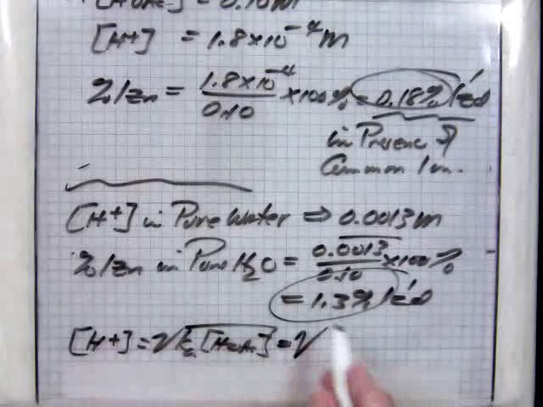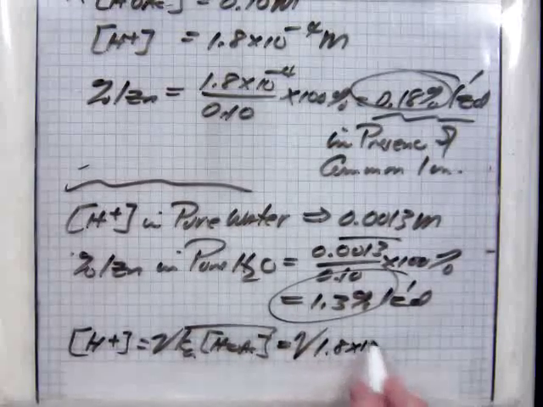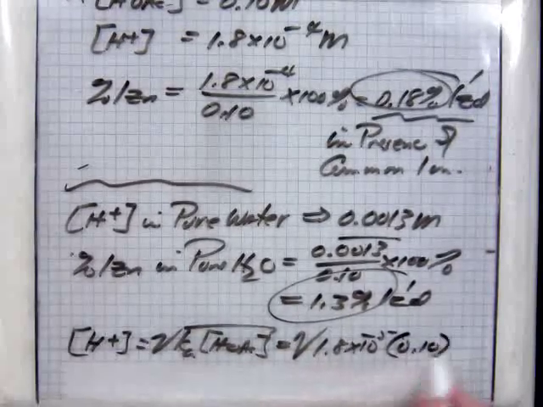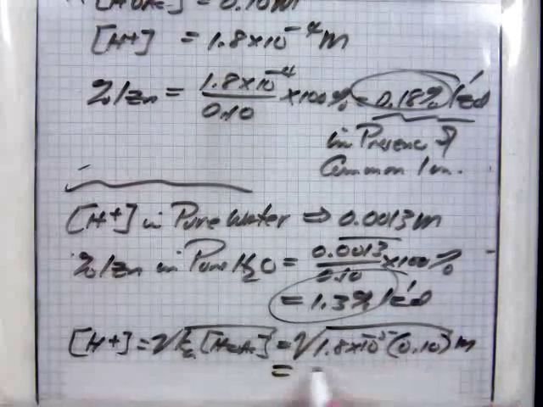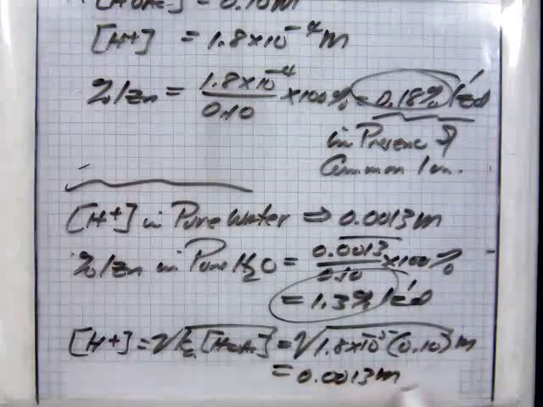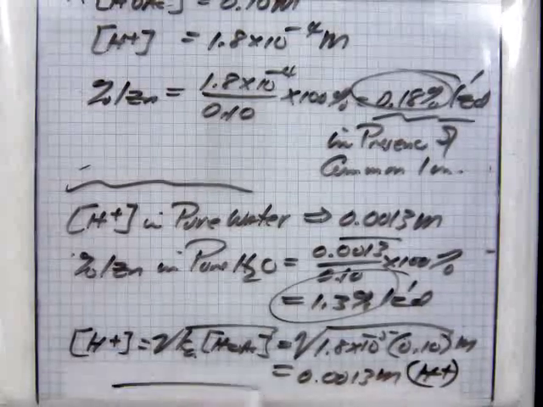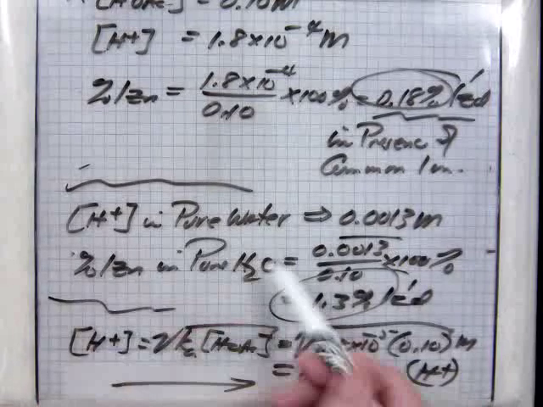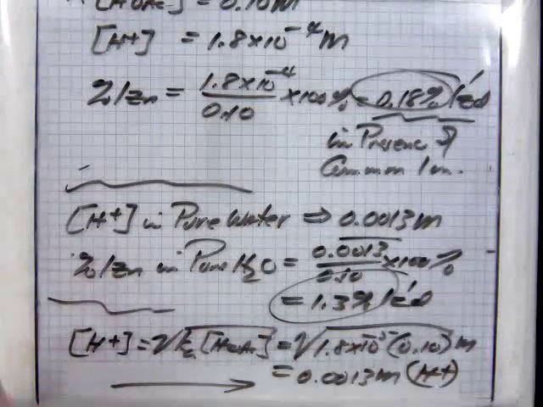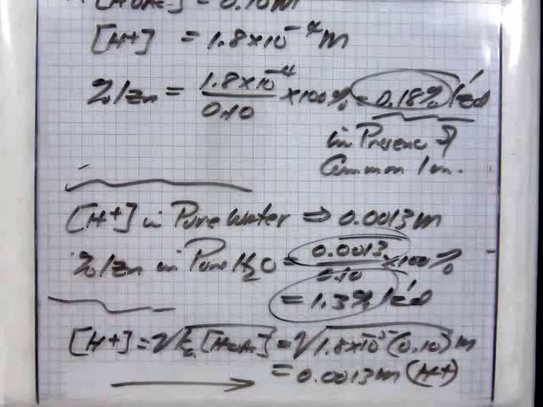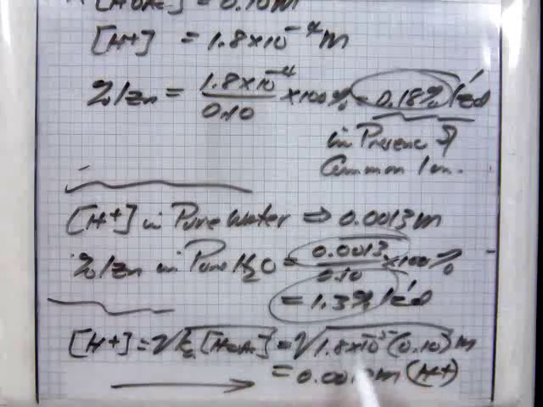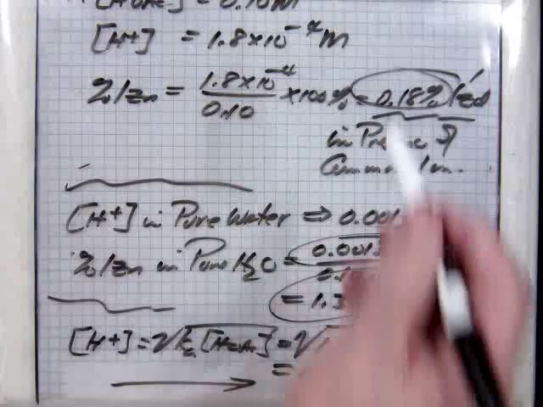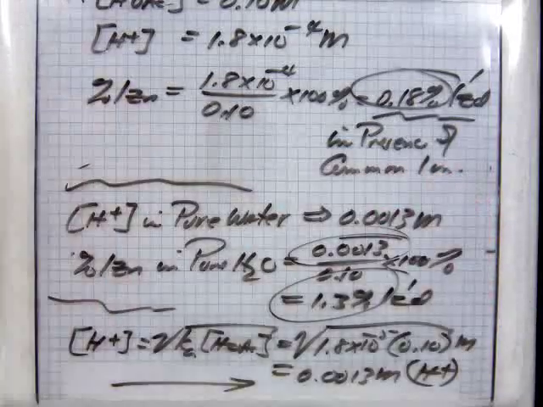If you calculate this, 1.8 times 10 to the minus 5 times 0.10, you will get a 0.0013 molar hydronium ion concentration. But that's pure water. That's what I'm emphasizing. I've done it so much, I just knew what that concentration would be. But yeah, good question. If it doesn't click, what I'm showing you is pure water against a common ion effect. That's all. Does that help? Yes. Okay.